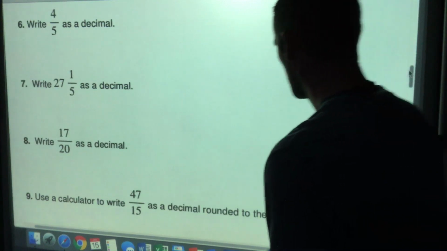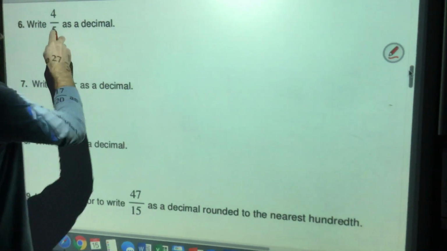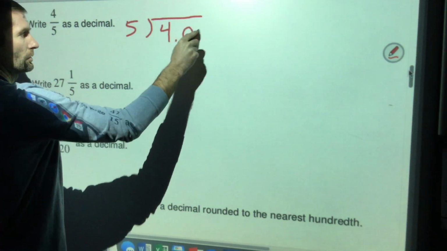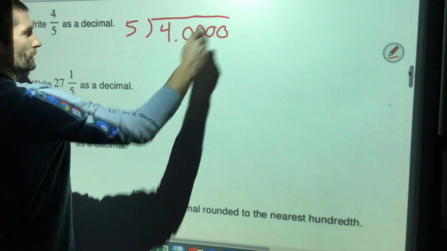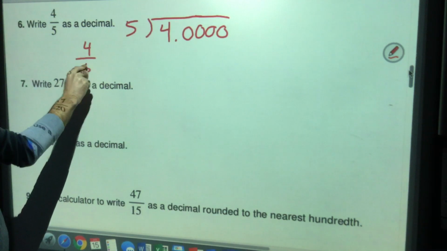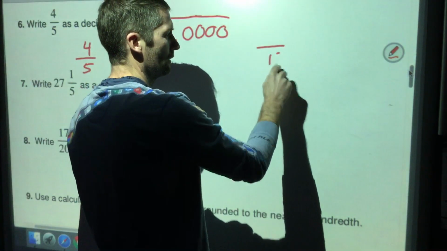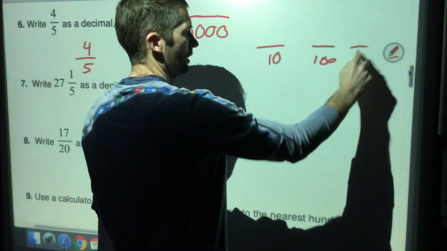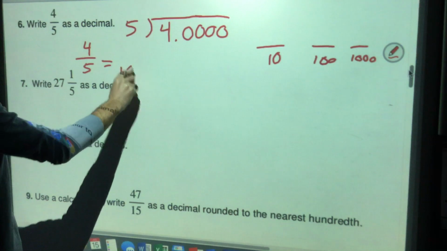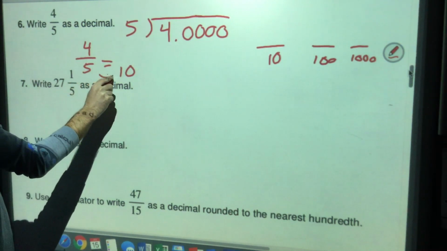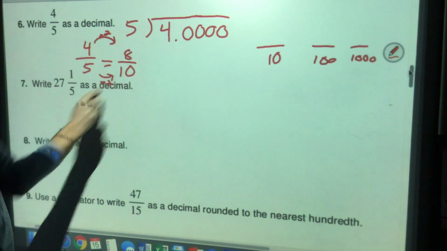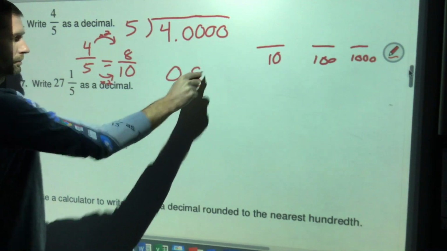Write 4/5 as a decimal. 2 ways to do this. We could see how many 5s fit into 4 by annexing as many zeros as we need until we get 0 and keep going that way. Or we could try to get a denominator of 10, 100, 1,000, 10,000, on and on. I think I can turn this into a denominator of 10. An equivalent fraction, if I multiply the top by 2 and the bottom by 2, I end up with 8/10. And I know 8/10 is 0.8.